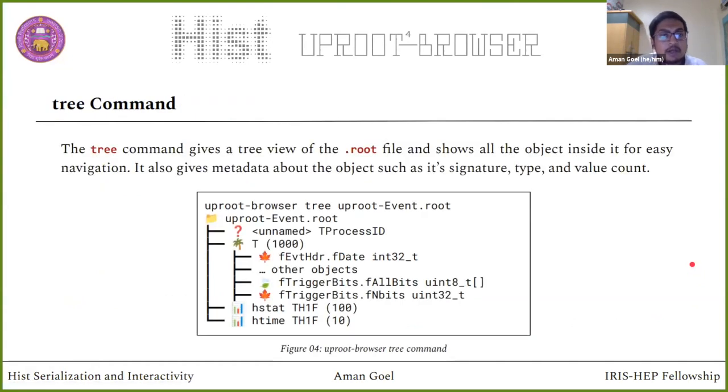Now, this is the tree command, which basically gives the tree view of a ROOT file and shows all the objects inside for easy navigation. It also gives all the metadata about the object, such as its signature, type, and value count. So here you can see how we have different histograms and different objects within the ROOT file.